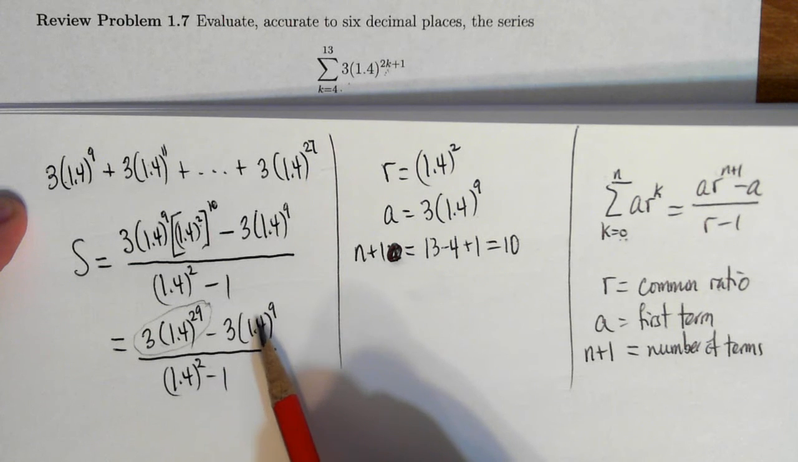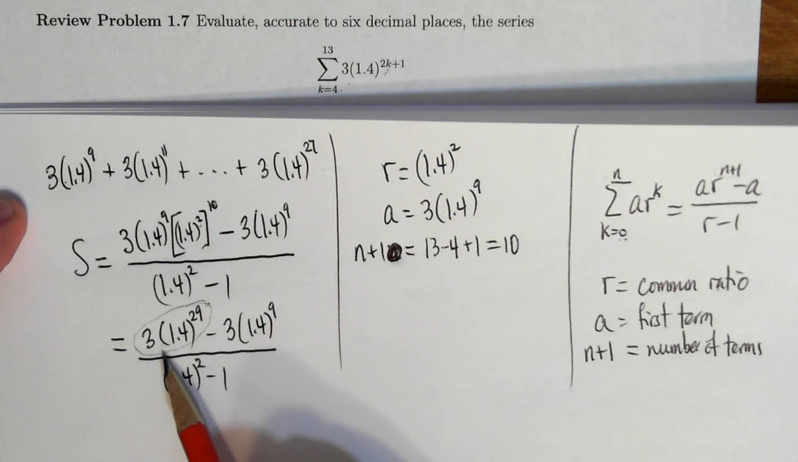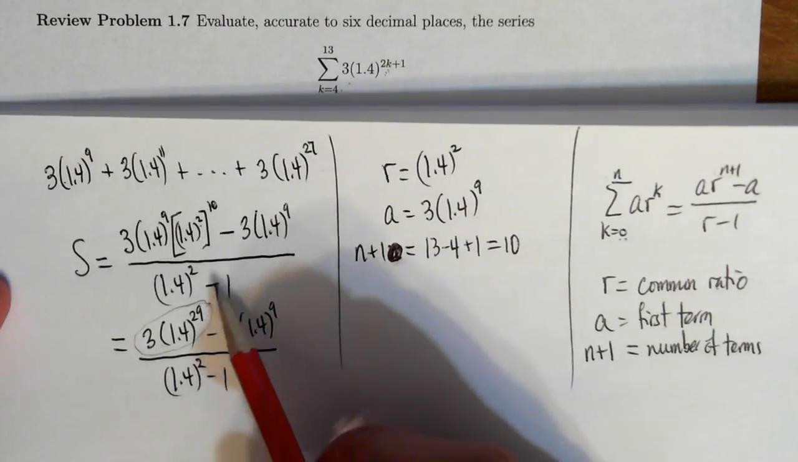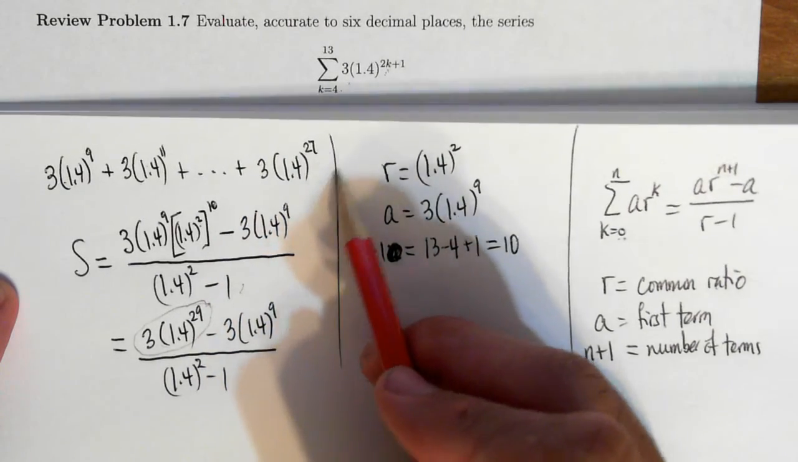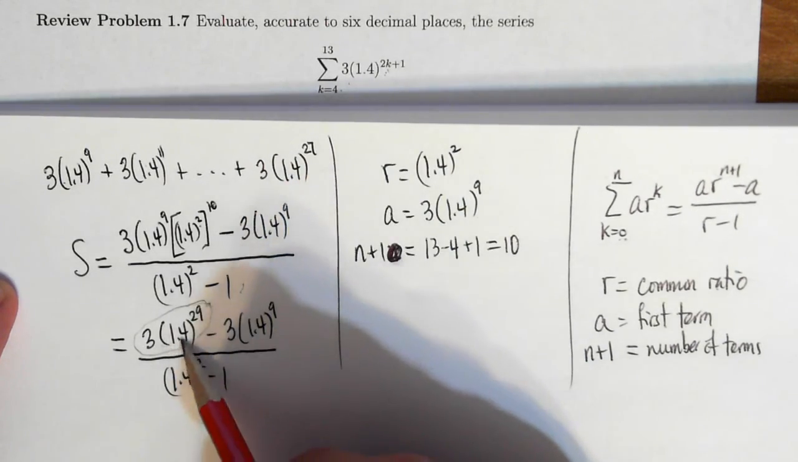Certainly the first term is easy to get. Getting this term requires a little bit more thought. And for the formula for a finite geometric sequence, the term that would be next is the thing that goes here.